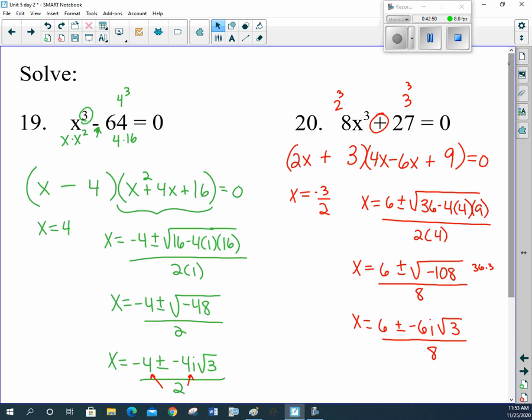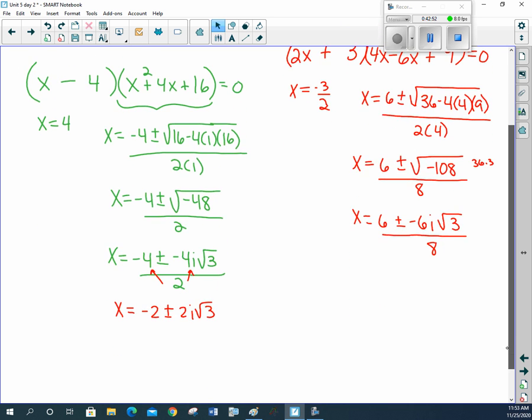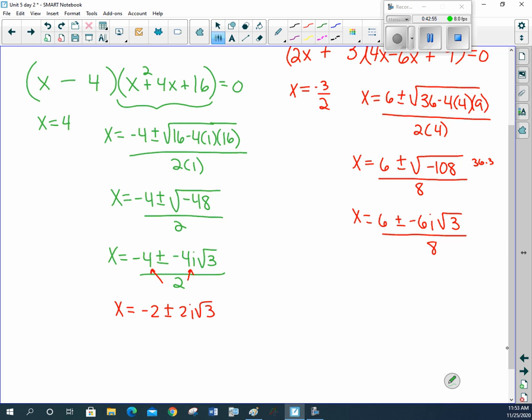Okay, so 8 doesn't divide into 6 evenly, but you can reduce the fraction. So 6 over 8 is 3/4. And then this one right here is still 3/4. So 3i root 3 over 4. So you could write it as two separate pieces like that if you want. You could leave it over one fraction also. Since they're both 4, you could leave it like that, and that'd be okay also. Okay, there's our other two answers.